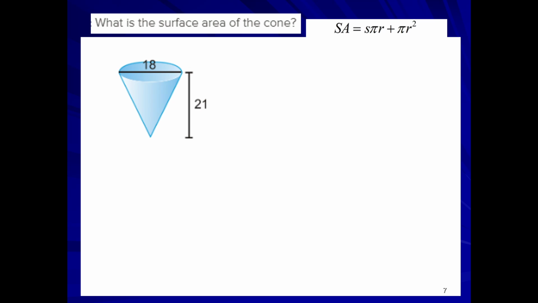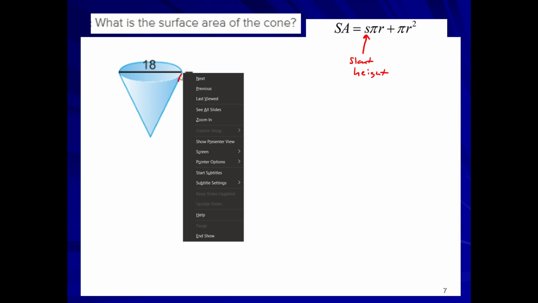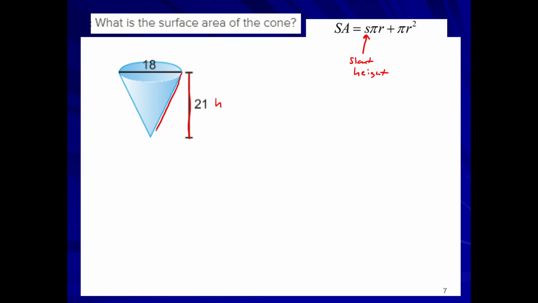Another example, cones. There's a nice formula. The S in this formula refers to the slant height, which in this picture we do not know. This is the height, this is H, but we want this dimension, that's S. So again, this is where we just use Pythagorean theorem. First of all, the radius would be 9.